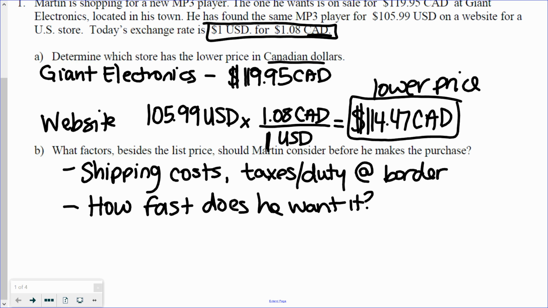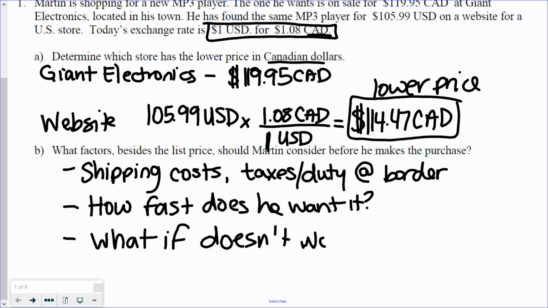You could also say something like shopping local, right? You want to support employees in your local area for having jobs and that sort of thing. What if it's broken when it arrives? So what if it doesn't work? Then you have to pay to ship it back. So there's lots of things to think about when shopping online versus shopping local, more than just the actual cost, right?